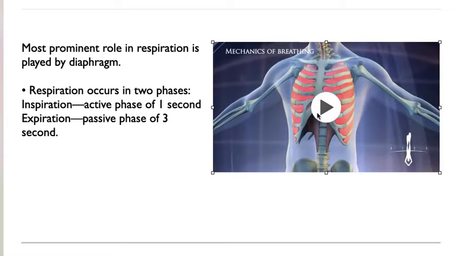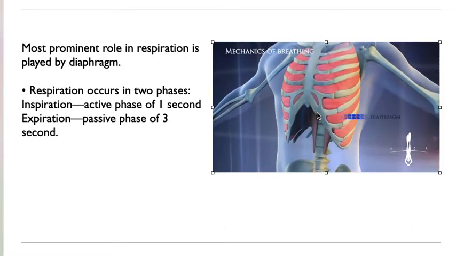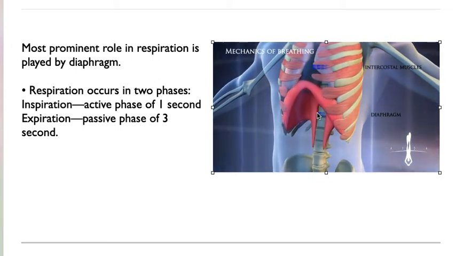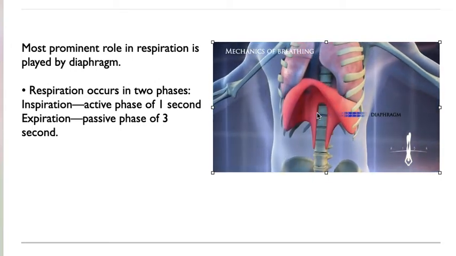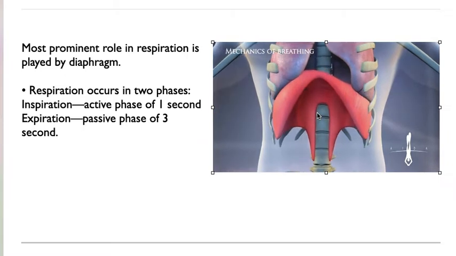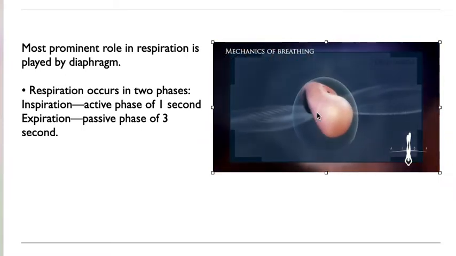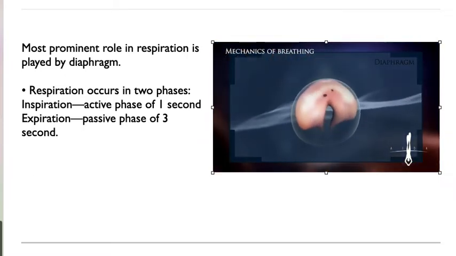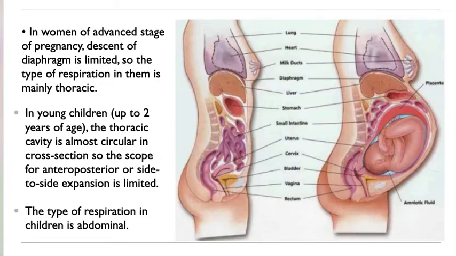Now, the most prominent role in inspiration is played by the diaphragm, okay? Basically, in inspiration, the active phase is for 1 second, and for expiration, the active phase is for 3 seconds. In women of advanced pregnancy, the descent of diaphragm is limited, as you can see over here. So, the type of respiration in them is mainly thoracic. The abdomen has less contribution to it.